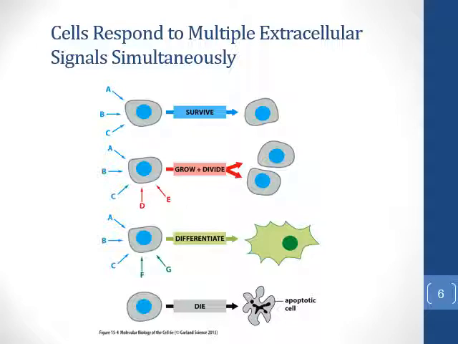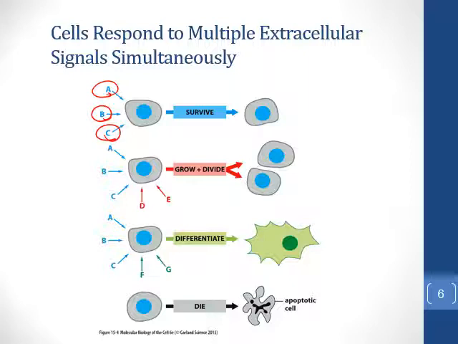This really illustrates that concept in a different way. But here, we'll start at the top. This is a cell that's in survival mode. It's not growing, it's not dividing, it's not differentiating, it's not dying. You've got three signaling molecules that are required for survival. So you're going to take those three signaling pathways that have been activated, integrate all that information, and the result is going to be survival.